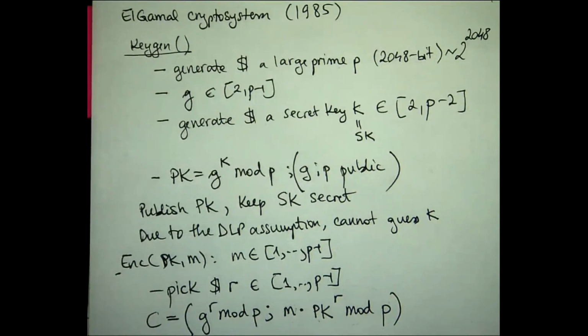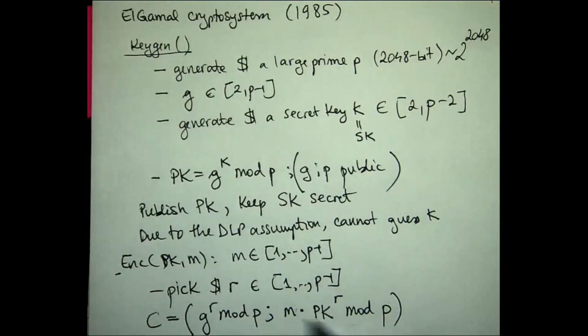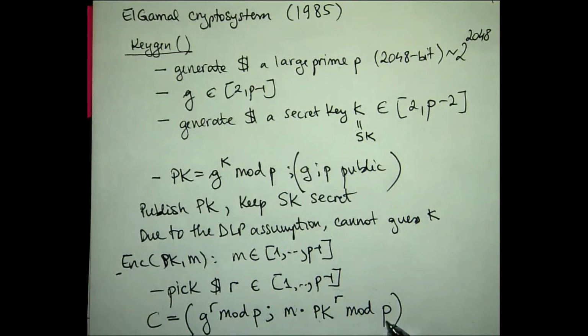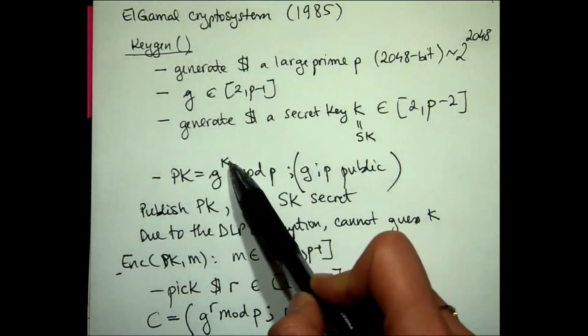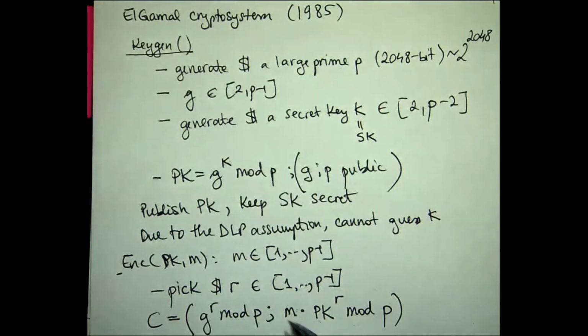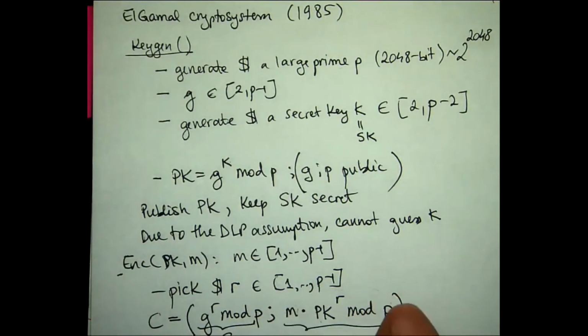Okay, so let's see how the decryption works. Actually, can someone tell me how decryption works? The syntax for decryption is that you get the secret key and the ciphertext. So you're going to have the ciphertext, but then you're also going to have the secret key, which is the small k. Okay, so this is the public key, and you're going to have the small k and the ciphertext, and you're supposed to get the message back. And let me call this quantity C1, and let me call this quantity C2.